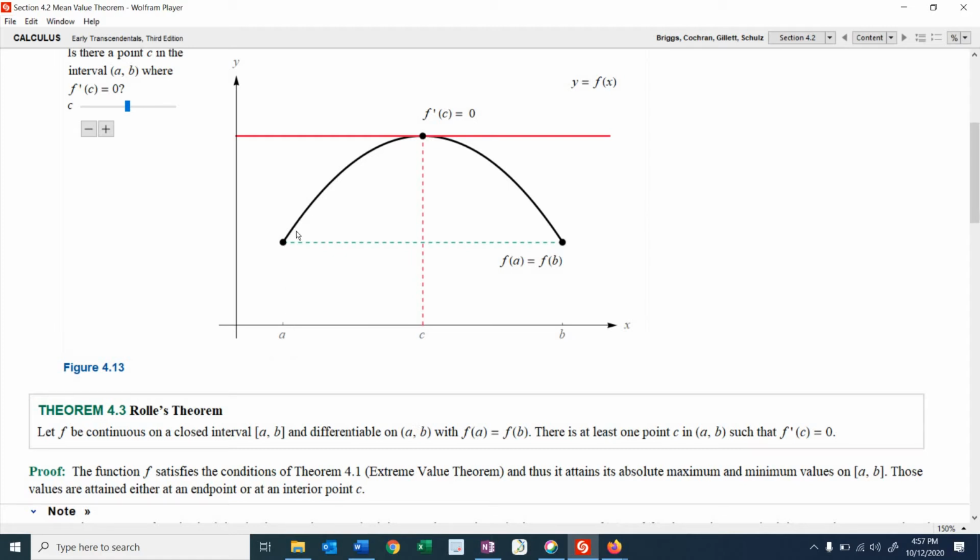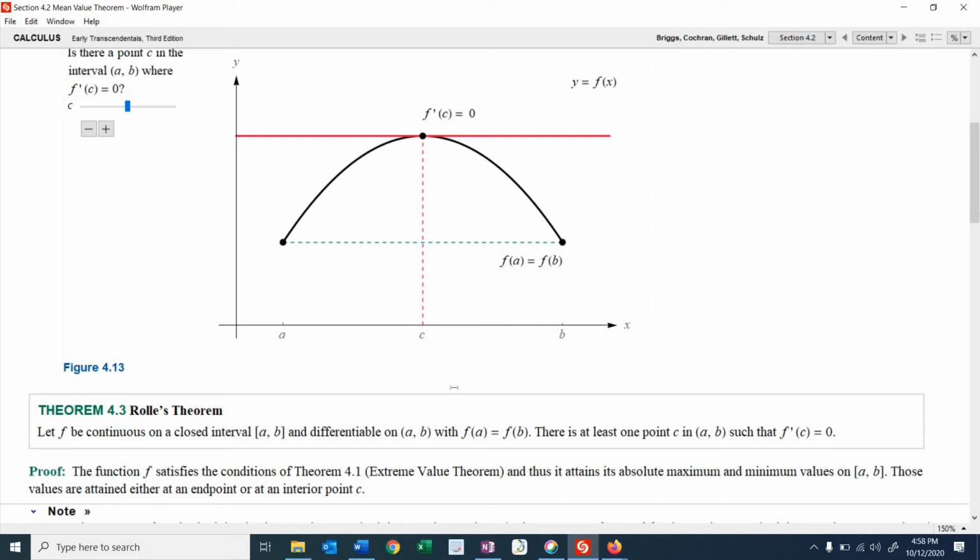And so this means the derivative must exist at every point in between a and b. If you look at this, you can draw a tangent line at this point, and the slope of that tangent line exists, right? It's some number. And that's true for every single point in the interior between a and b. That means the derivative exists at every single point in the interior between a and b. Therefore, f is differentiable on the open interval from a to b.